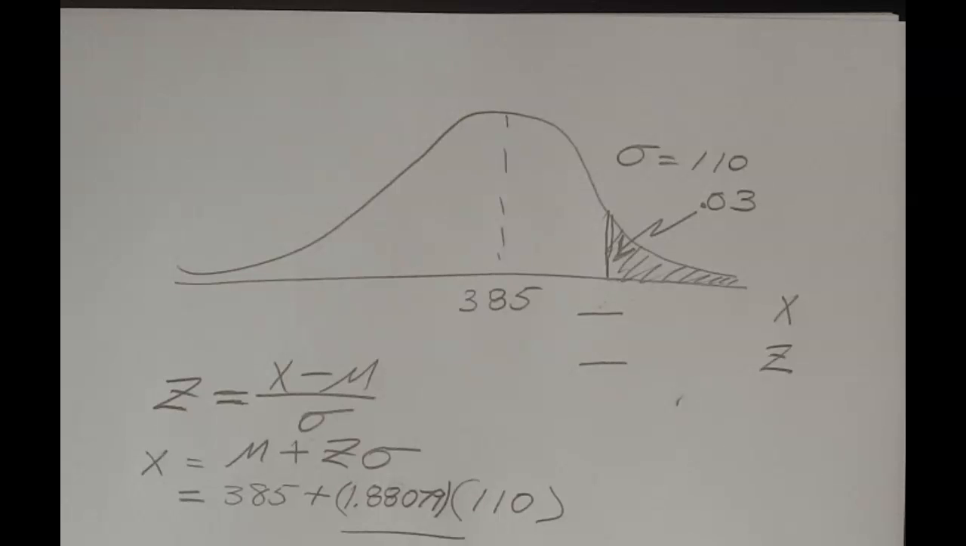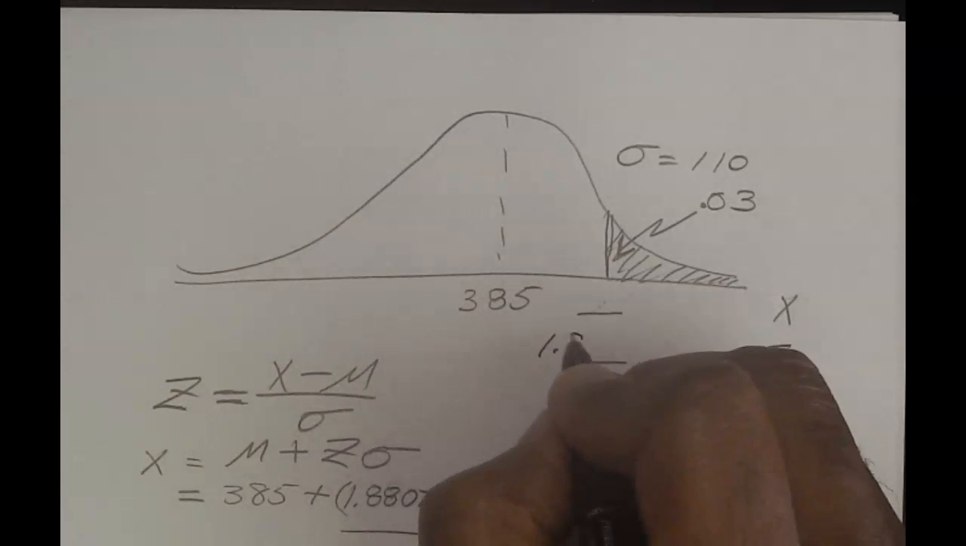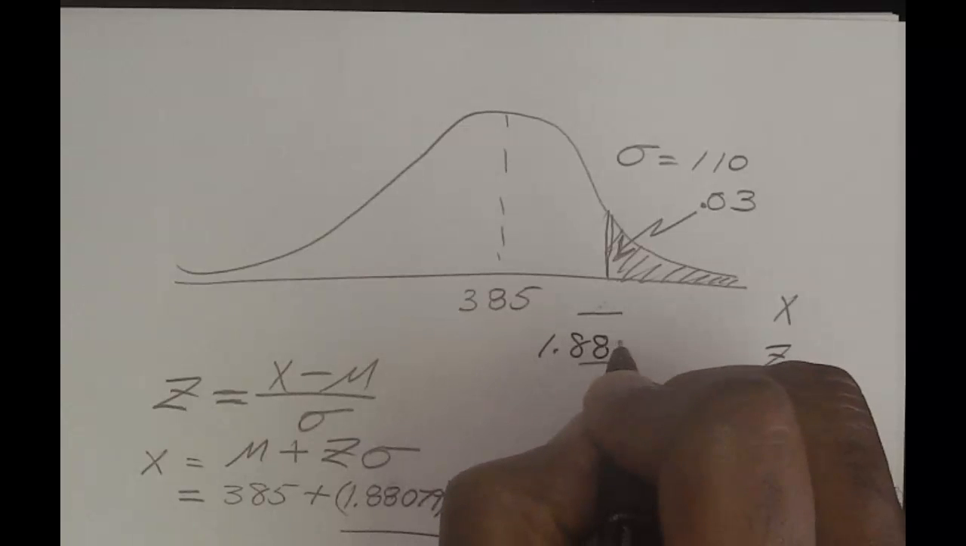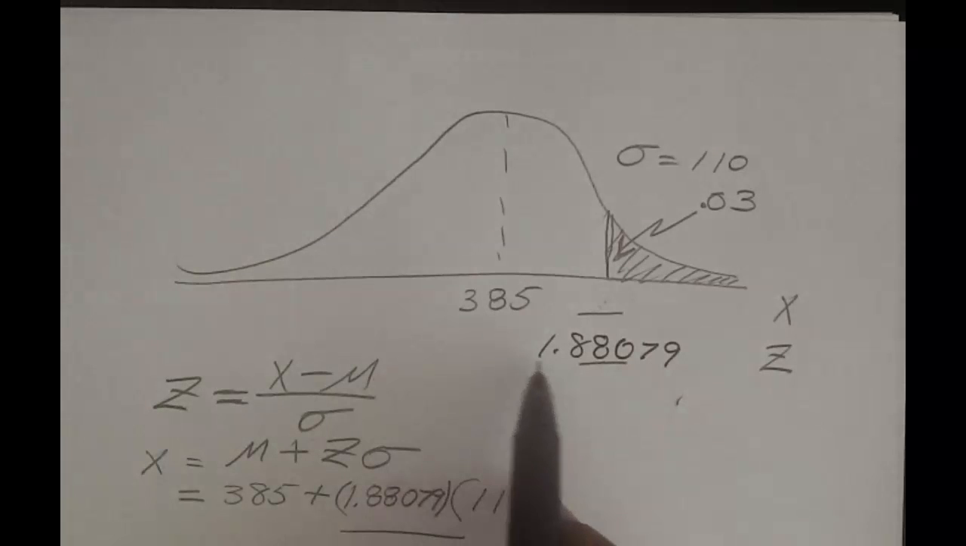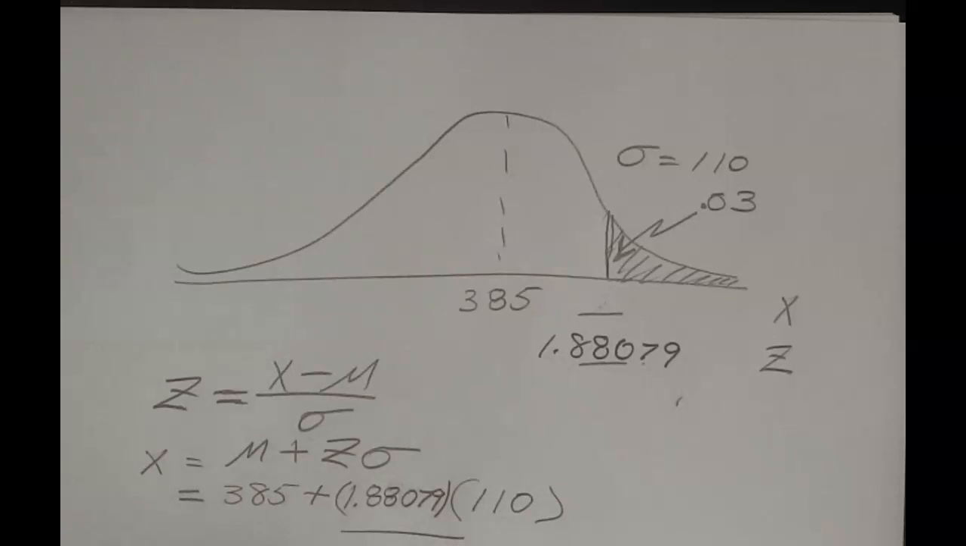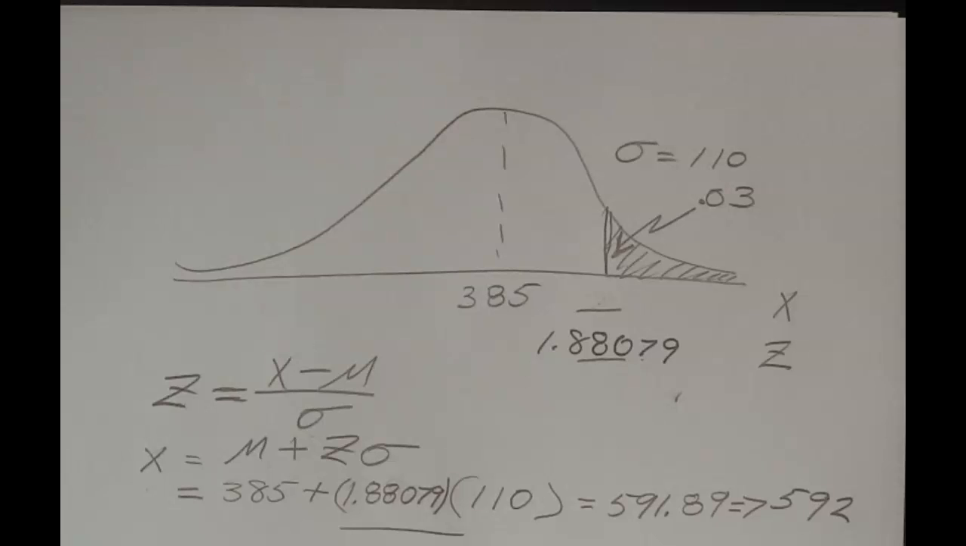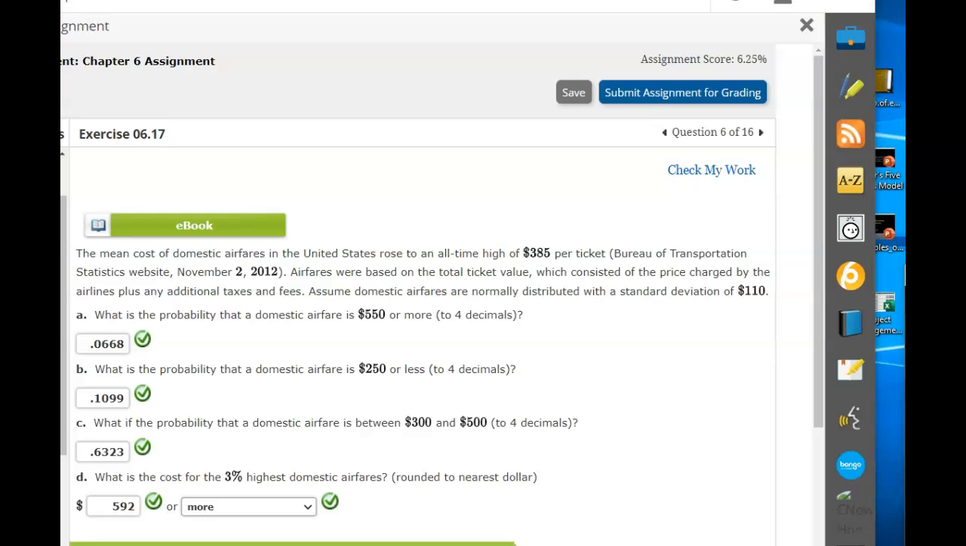So once we determine that the z value that corresponds to our model of the problem is 1.88079, we plug that into our equation and calculate the x value. That calculation yields 591.89, rounded to the nearest dollar, 592. Of course, what we're interested in is 592 or more.